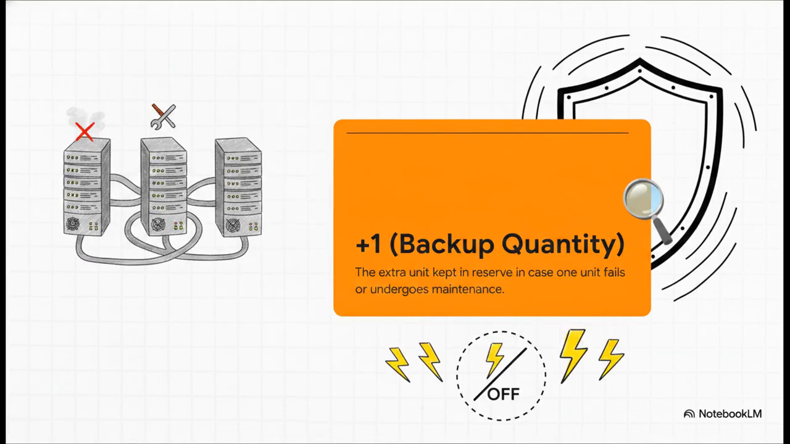Next, you tack on that +1, which represents the backup quantity. This is the extra unit kept completely in reserve. And why do we need it? Because it is inevitable that an active unit will suddenly fail, or you'll have to shut one down for routine maintenance. That +1 is your ultimate safety net. It guarantees that a single point of failure doesn't result in a totally catastrophic system blackout.